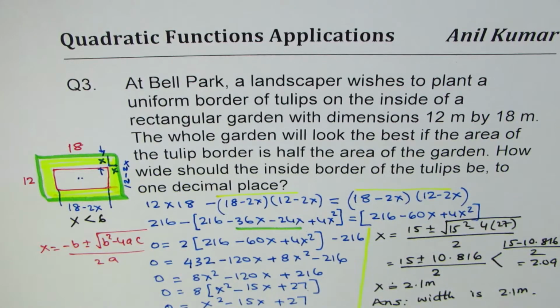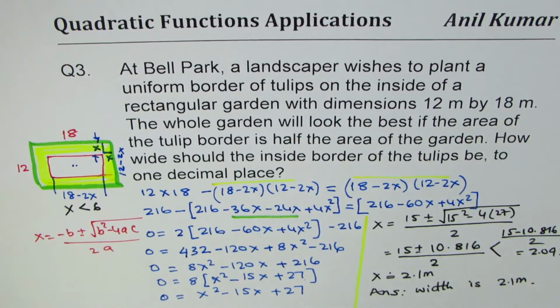So that is how you can actually solve this. The other answer which you get by adding them, dividing by 2, is more than 6, and therefore it is not a valid answer. Remember that part.